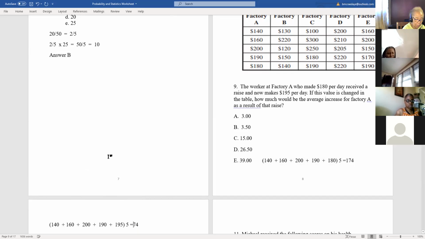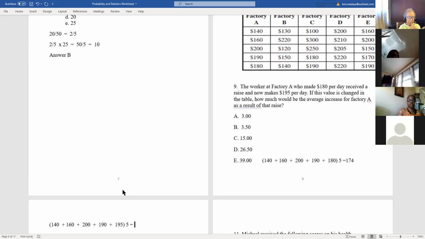Maureen, what did you get? 174. Yes, but what do you get when you made the 180 into 195? He said he received a raise. Instead of the 180, he's getting 195. So now you're adding 140, 160, 200, 190, and his raise 195. It's not 180 anymore. What does that give you? What total? Did you add that up?